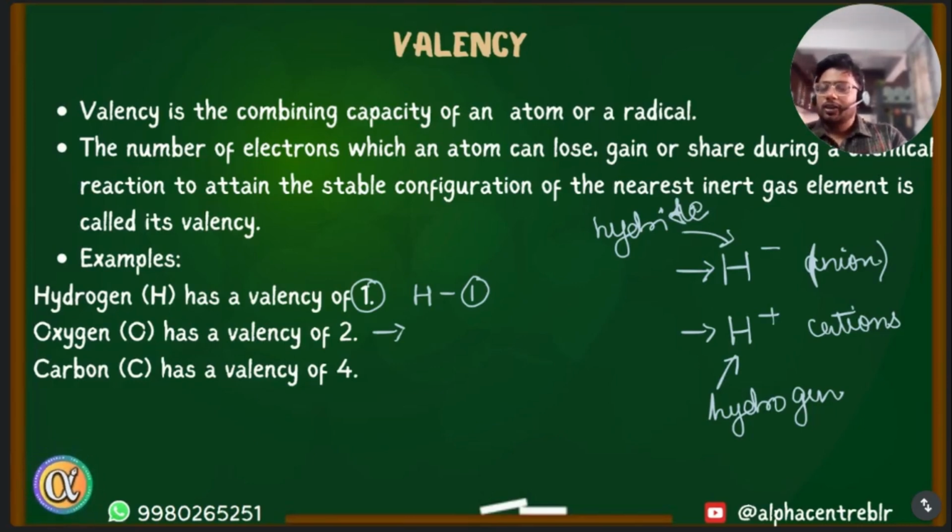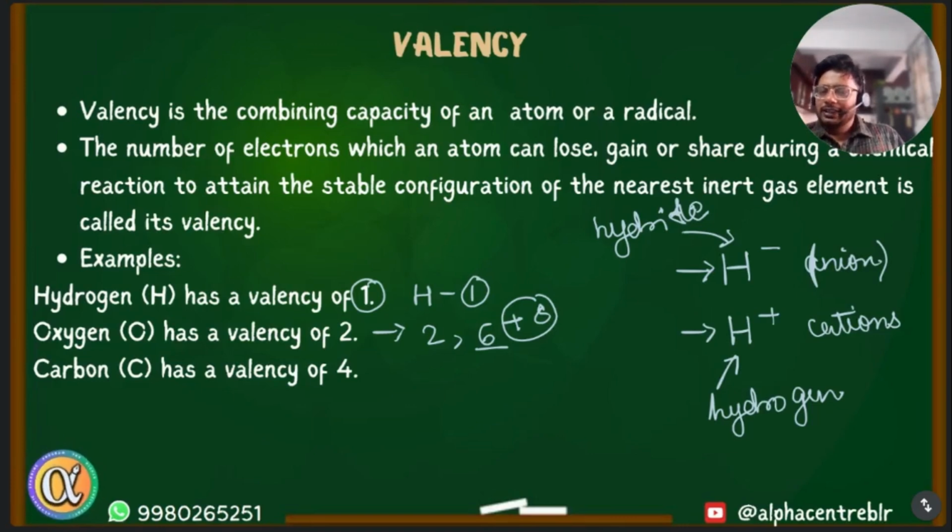Oxygen has a valency of 2. Who will tell me the electronic configuration for oxygen? 2, 7. No, 2, 6. Atomic number is 8, so the electronic configuration is 2, 6. Therefore it is deficient by 2 electrons to have a stable electronic configuration. If we give 2 to oxygen, it will have 8 in the outermost shell, and 8 for an atom is considered stable. That is called the octet rule.